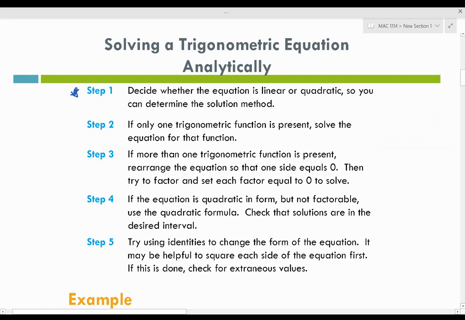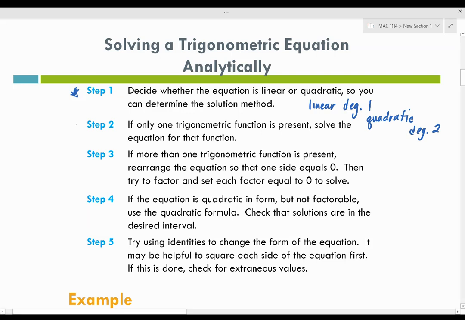Step 1: the first thing you're going to do is decide whether your equation is linear or quadratic, so that you can determine the type of solution method you're going to use. Remember, anytime you have a linear equation, the highest degree that you're going to see is 1. Anything that's quadratic, the highest degree you're going to see is 2. So you're looking at the exponents to determine whether the equation you've been given is linear or quadratic.